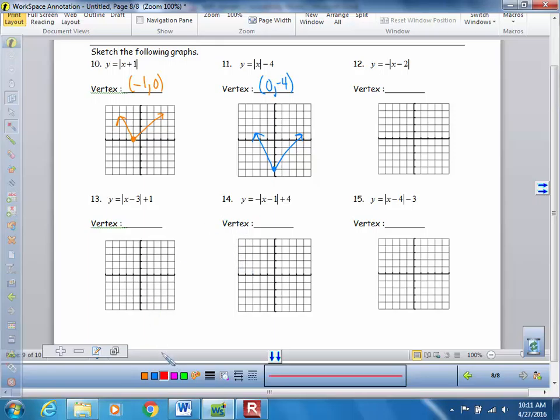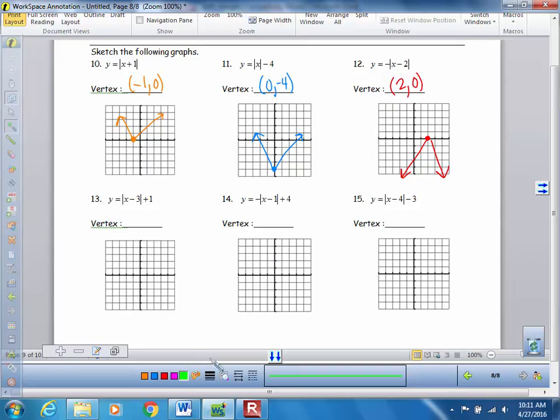Okay, what about 12? Is my x or y given? X. So is that a positive or a negative 2? Positive 2, comma 0. Okay, so on the x-axis, I'm going to the right 2. And is it going to be facing up or down? Down because of the negative right here.